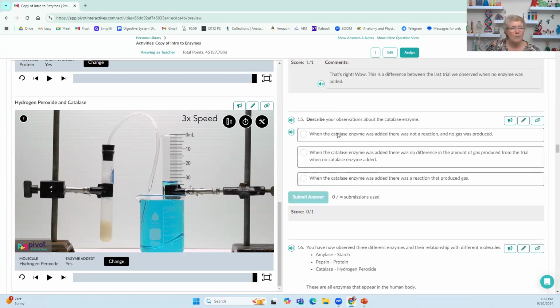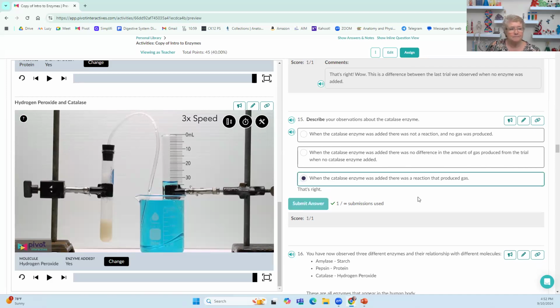So now what do we know about the enzyme catalase? When the catalase was added, there was not a reaction and no gas was produced. No, that's not true. When the catalase enzyme was added, there was no difference in the amount of gas produced from the trial when no catalase enzyme was added. No. When the enzyme was added, there was a reaction that produced gas. We saw the gas being produced. That's the one we would select.